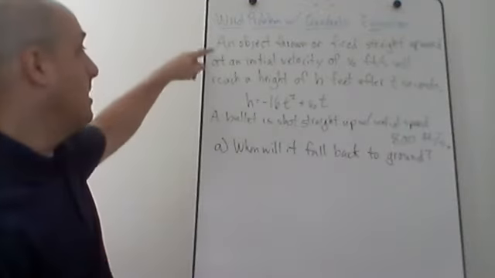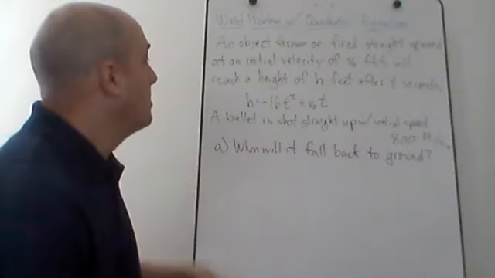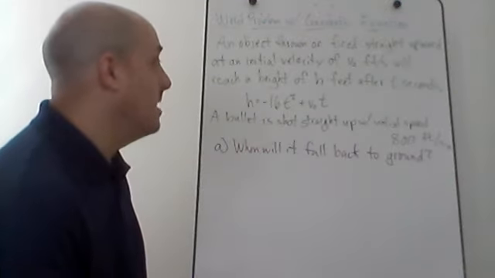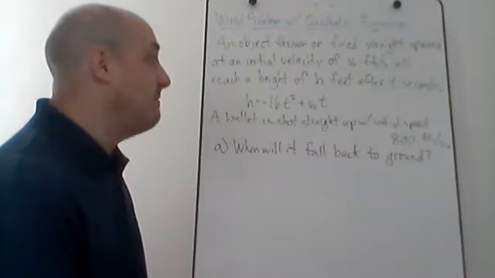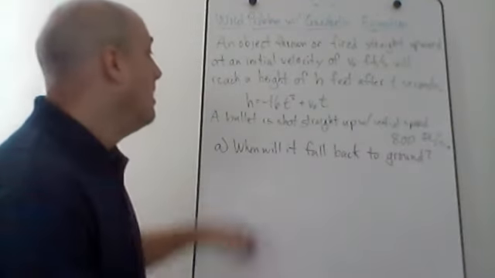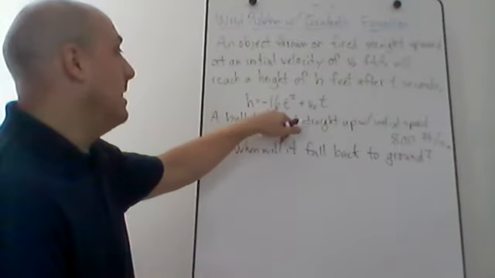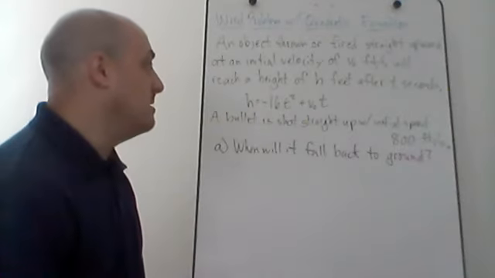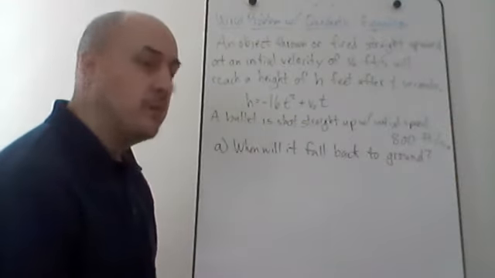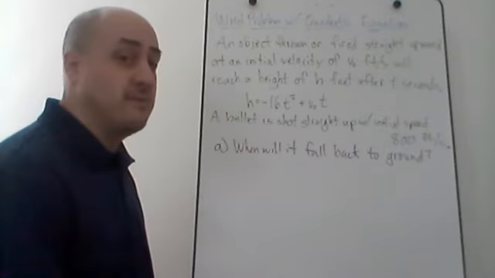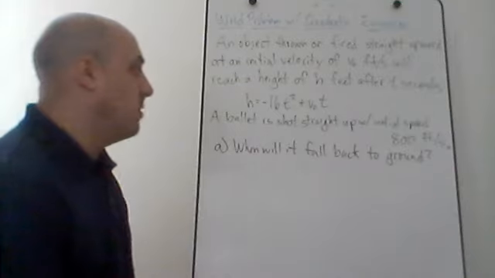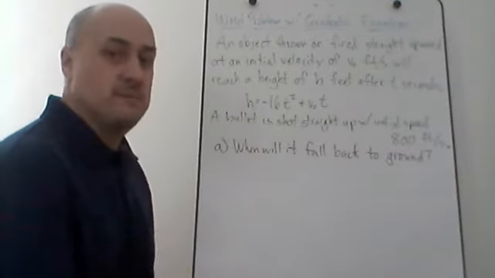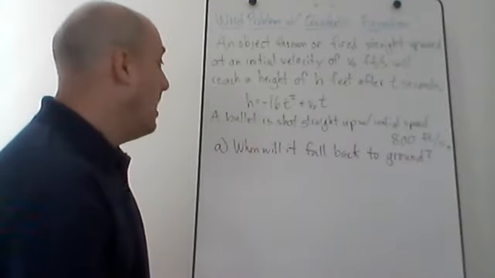Alright, so this one here, we have an object thrown or fired straight upward at an initial velocity of v sub 0 feet per second will reach a height of h feet after t seconds, where the equation for that is h equals negative 16t squared plus v sub 0 times t. This is a formula from physics. If any of you have ever taken a physics class, you've probably seen this before. It's the formula that relates how high something is if it's flying through the air.